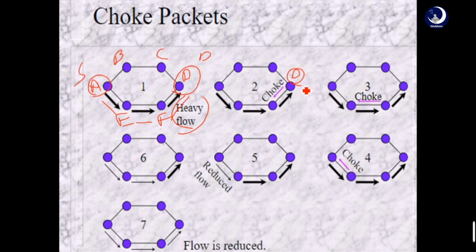So D will send the choke packet to F. Now F will send the choke packet to E. Then E will send the choke packet to A. Finally, A will know that there might be a chance of congestion occurring. Now what will A do? A will try to reduce the flow of the packets it is sending to D. In this way, we can minimize the flow.